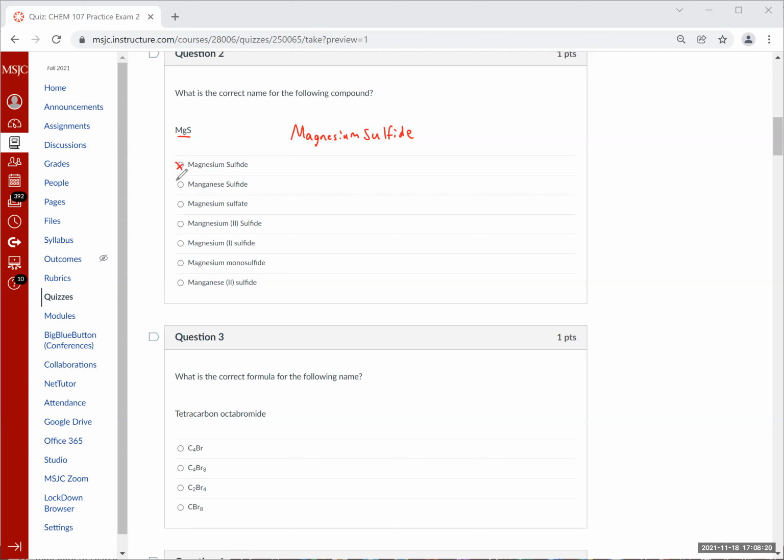So it would be any one of these two. Oh no, that's manganese. Let me get the eraser. So this is magnesium sulfide. Does this second question make sense to everyone? Any questions on this second problem?